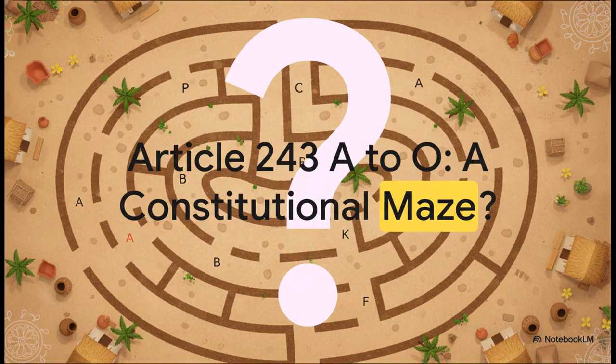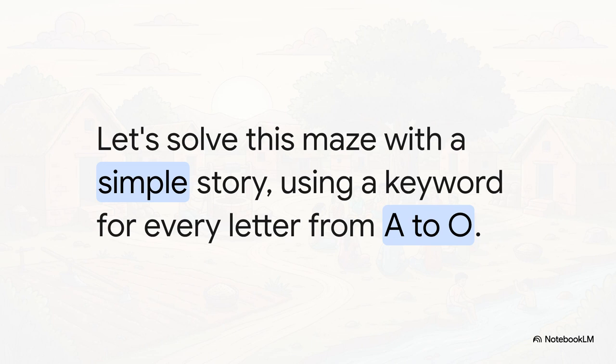Now, let's be honest. For a lot of people, especially students prepping for exams, staring at Articles 243A through 243O can feel, well, like you're looking at a maze. Trying to remember if C is composition or D is duration is a real headache. It's basically a constitutional alphabet soup. So, how do we fix this?